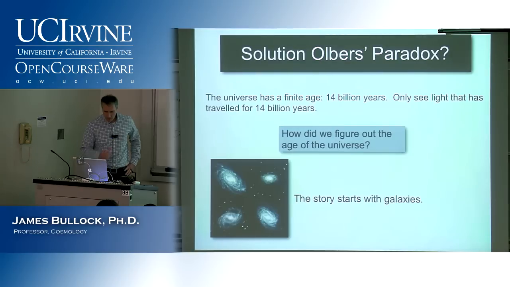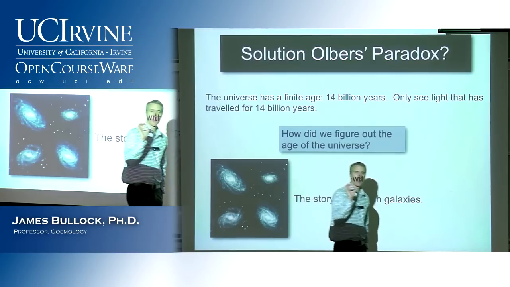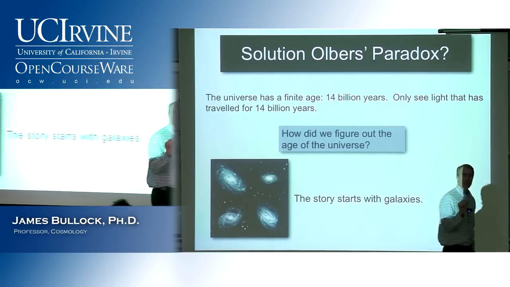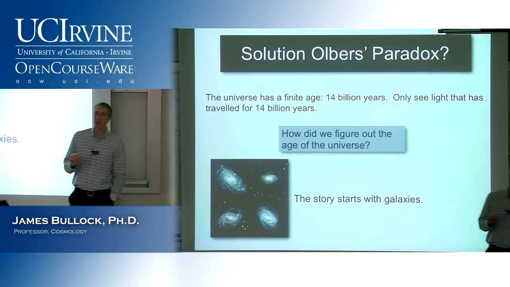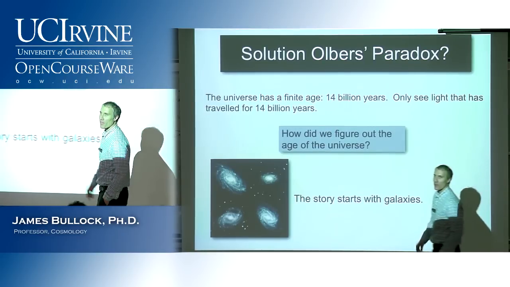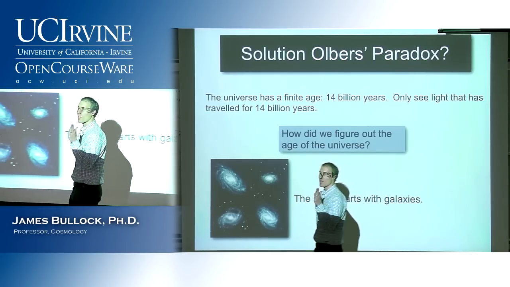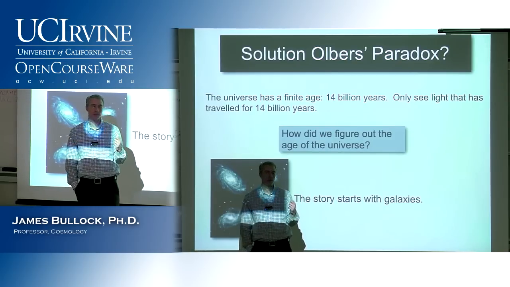I said at the top of that last slide, and I don't think I actually said it in words, that the universe we live in has a finite age, about 14 billion years. The most recent number is 13.77 billion years. So we actually think we know it to a precision that I can give you a second decimal point. 13.77 billion years.